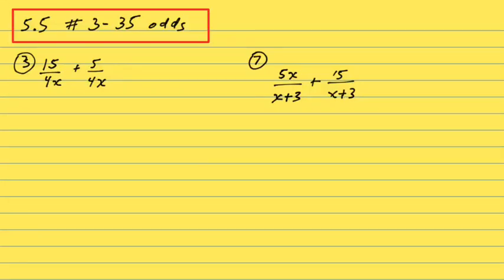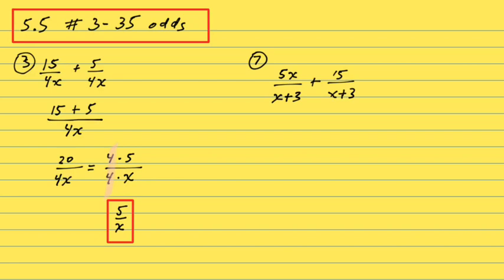Okay, we're going to start doing some of the homework now in 5-5 Algebra 2 Honors, 3 to 35 odds. And here are some of the select problems. It starts off where they already have a common denominator. The common denominator is 4x, there's a plus between them, and you have 15 plus 5. 15 plus 5 is 20. You could factor 20 as 4 times 5. You could factor 4x as 4 times x. Cancel your 4's, leaving your answer to be 5 over x. So that's your answer for 3.